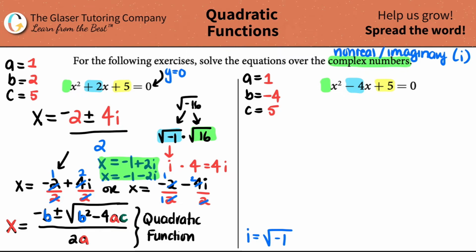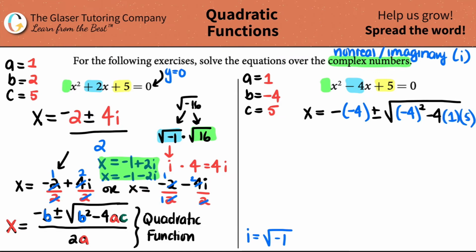Now let's plug that into the quadratic formula. So x equals negative b, which was a negative 4, plus or minus the square root of b squared, so that's negative 4 squared, minus 4 times your a value, so times 1, and then times your c value, and that's all over 2 times a, which is 1.